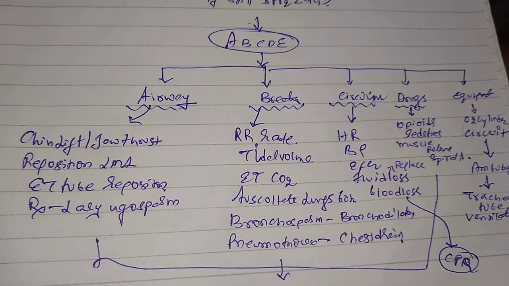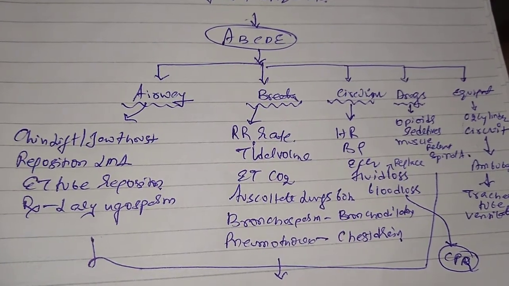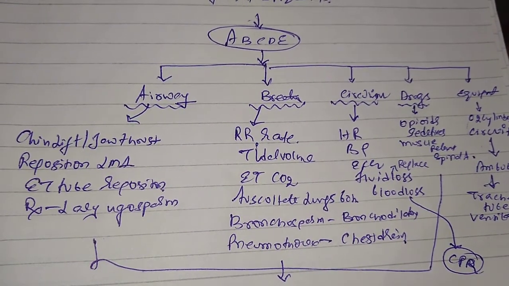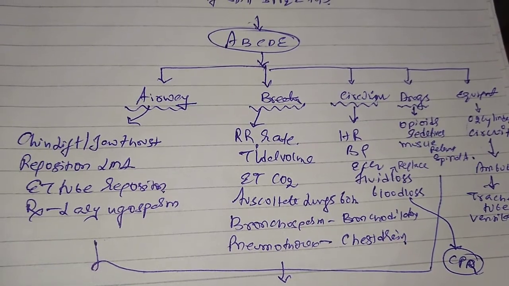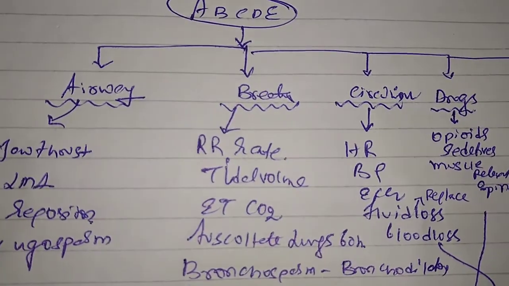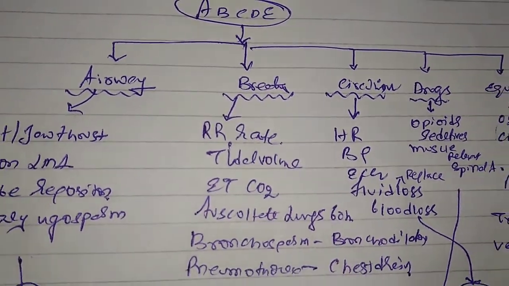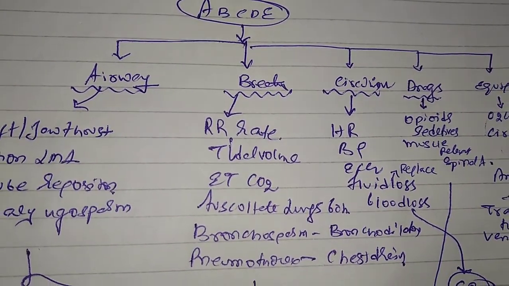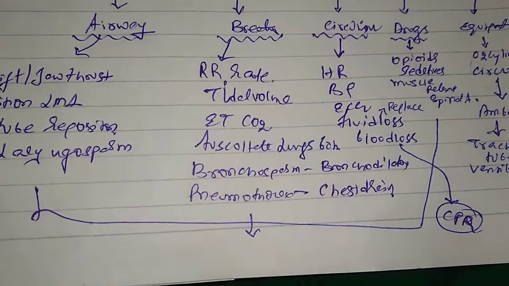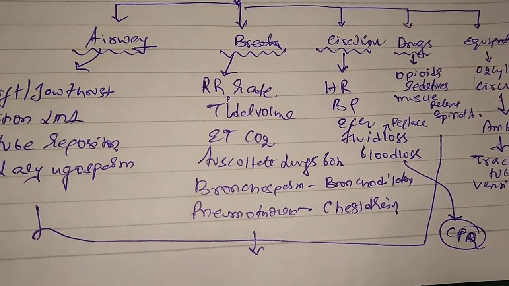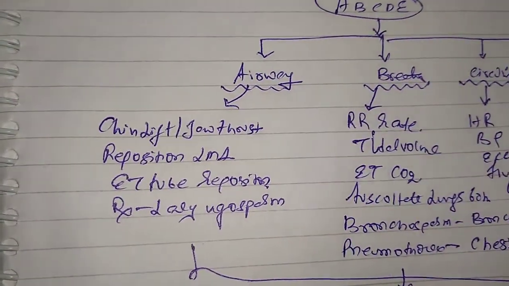This ABC method was seen in earlier days, but now it is CAB in the new guidelines: circulation, airway and breathing. So first we will go for circulation. Check heart rate, BP, ECG, pulse, etc. Check for the carotid pulse. If there is any issue, start CPR immediately, that is with the compressions. If circulation is good, then go for airway problems.